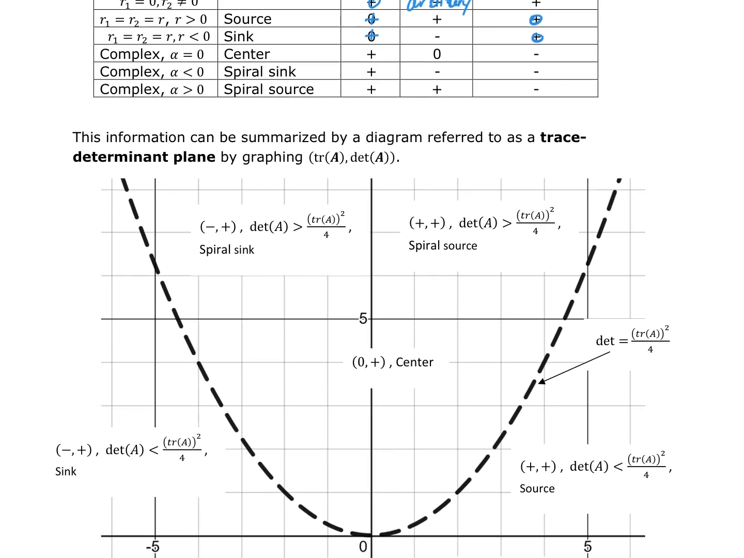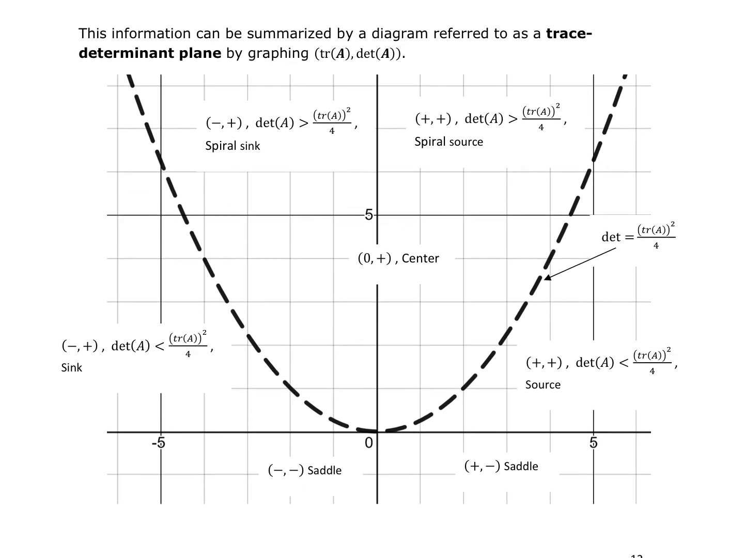This is the summary of everything up above. This is referred to as a trace determinant plane. The ordered pair here that you see is referring to the first being the determinant and the second being the trace. So I have a negative determinant, a negative trace. It's down here in the saddle point area. If I have a positive determinant but a negative trace, I'm down here in the saddle area. This dashed line here represents when I have repeated eigenvectors.